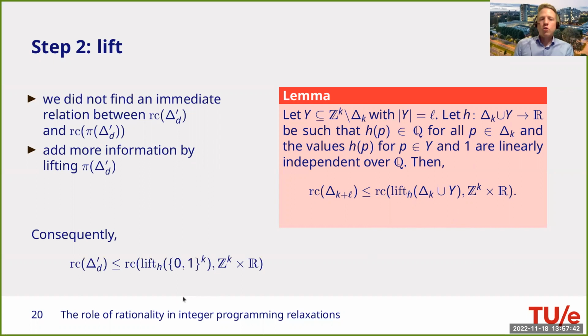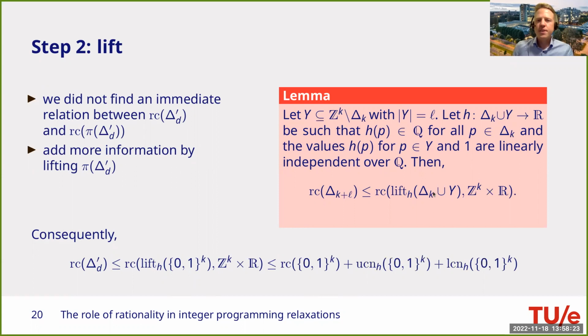And this means, because our lifting from the previous slide was selected in such a way that we can recover all the binary vectors in k-dimensional space, we can relate the relaxation complexity of a d-dimensional simplex with the relaxation complexity of a lifting of the hypercube. And then using this, the previous result that allows us to come up with a mixed relaxation of this set of lifted points, we can upper bound the relaxation complexity of delta d prime by the relaxation complexity of the hypercube and the upper covering number and lower covering number of the lifting of the hypercube.